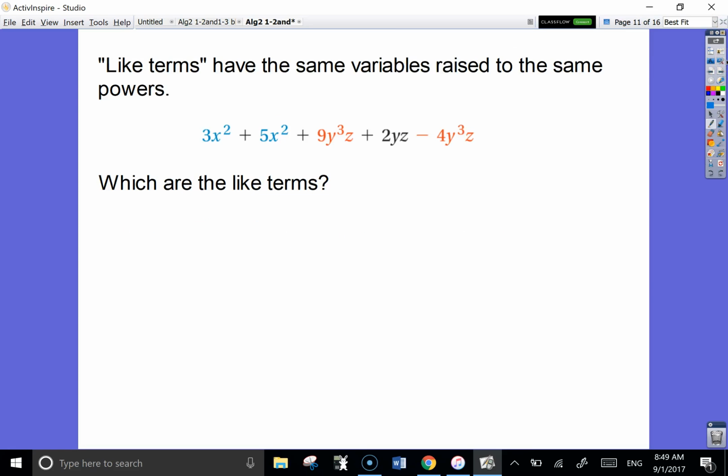Okay, like terms have the same variables raised to the same powers. So which are the like terms in this expression? And let's see, same variables raised to the same powers. So these are like terms because they both have x squared. These are like terms because they have y to the third z. So the same variables, and those variables are raised to the same powers.